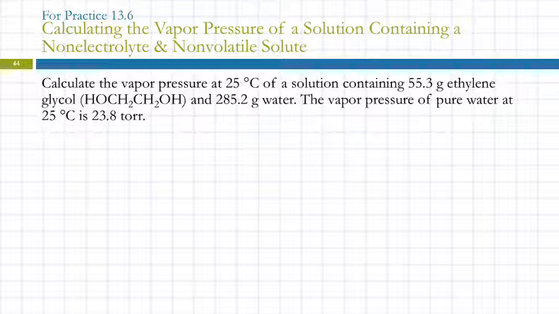Calculate the vapor pressure at 25 degrees C of a solution containing 55.3 grams of ethylene glycol, 285.2 grams of water. The vapor pressure of pure water at 25 degrees Celsius is 23.8 torr. So they're asking us to calculate the vapor pressure of the solution. So we need Raoult's law. The vapor pressure of the solution is equal to the mole fraction of the solvent times the vapor pressure of the pure solvent.